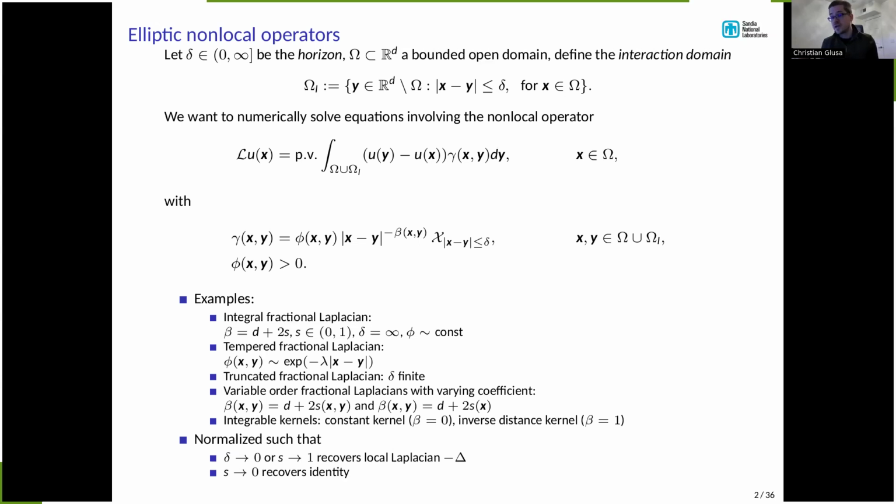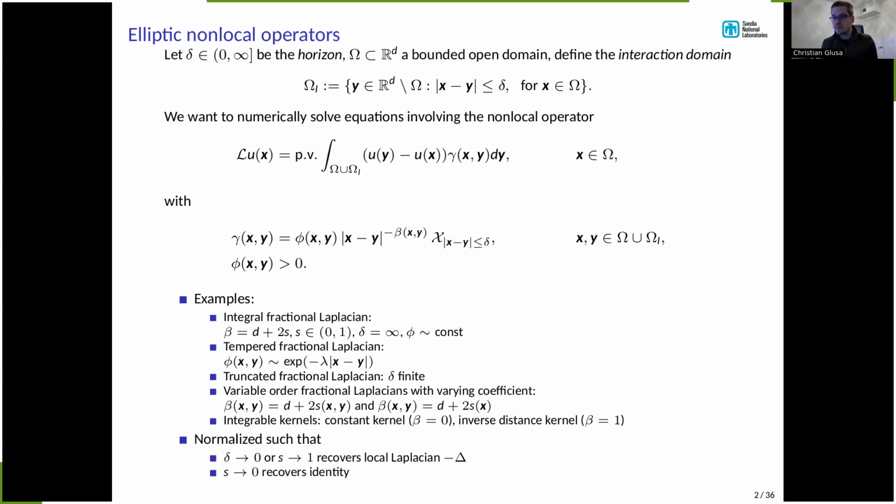So examples for the types of operators that we will cover with this: there's obviously the integral fractional Laplacian. That is the case where the strength of the singularity is fixed. So we will have beta equal to the spatial dimension plus 2s, where s is then termed the fractional order. And in that case, delta really is infinite, so we're working on the entire space. And phi will be simply a constant. In this case, this is just a normalization constant that doesn't vary in space.